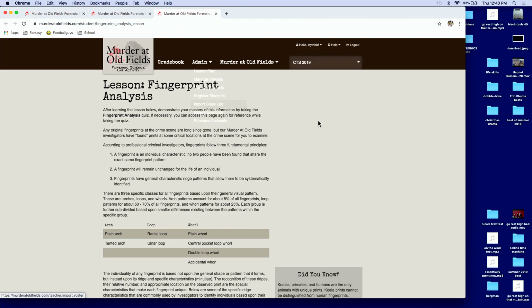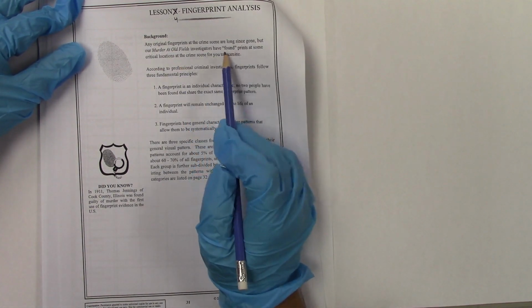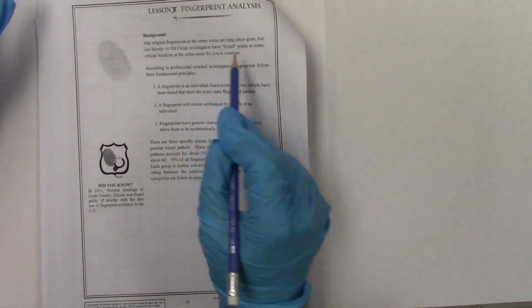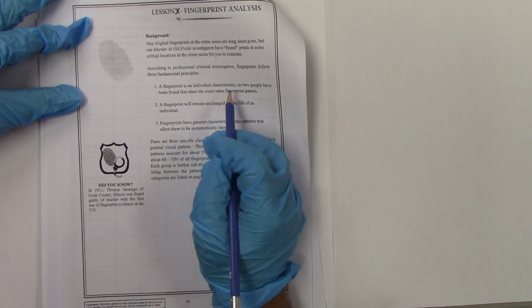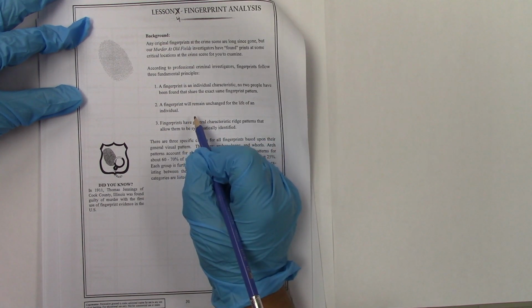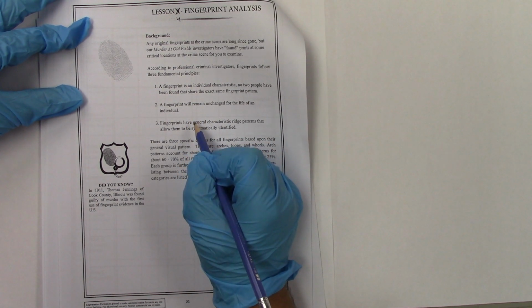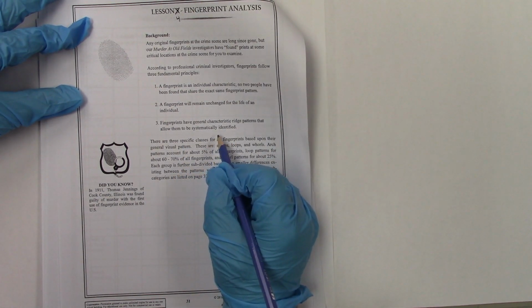So let's go. So fingerprint analysis. Let's just look down here. All right. Any original fingerprints have been destroyed, obviously, but we found some at the crime scene for you. A fingerprint is an individual characteristic. No people have been found to share the exact same fingerprint. A fingerprint will remain unchanged for the life of an individual. Excellent. Fingerprints have general characteristic patterns that allow them to be systematically identified.